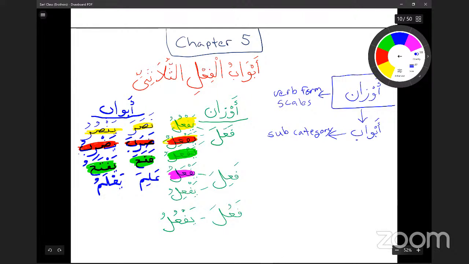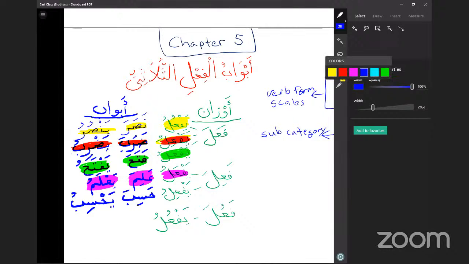علم يعلم. So فعل يفعل is علم يعلم. And then فعل يفعل is حسب يحسب.